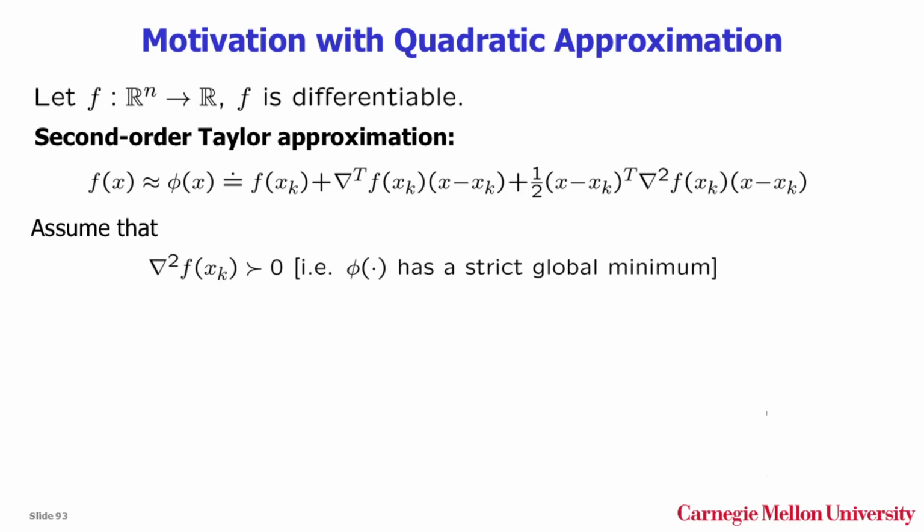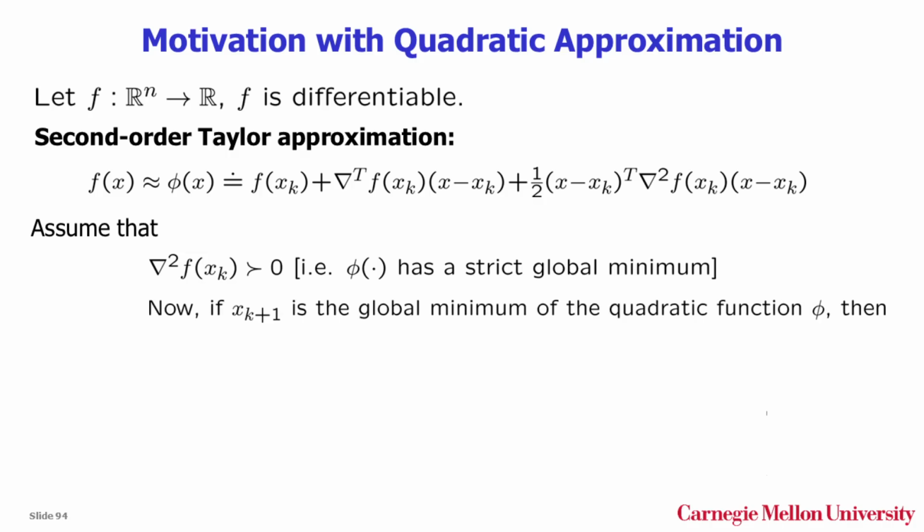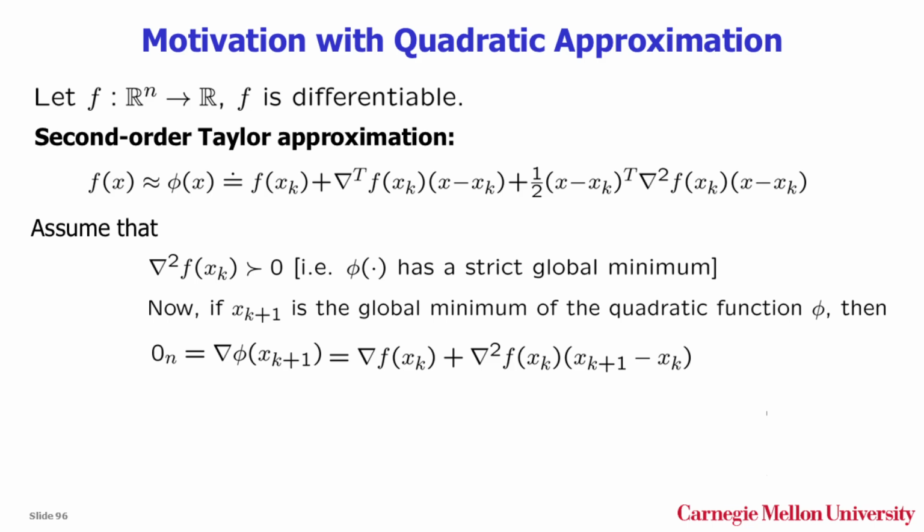Assume that the Hessian at xk is strictly positive definite. This implies that the quadratic approximation phi of x has a unique global minimum. Let xk plus 1 be the global minimizer of the quadratic function phi. Then the gradient of phi at xk plus 1 is the 0 vector. Since phi is a quadratic function, we can easily compute its gradient.